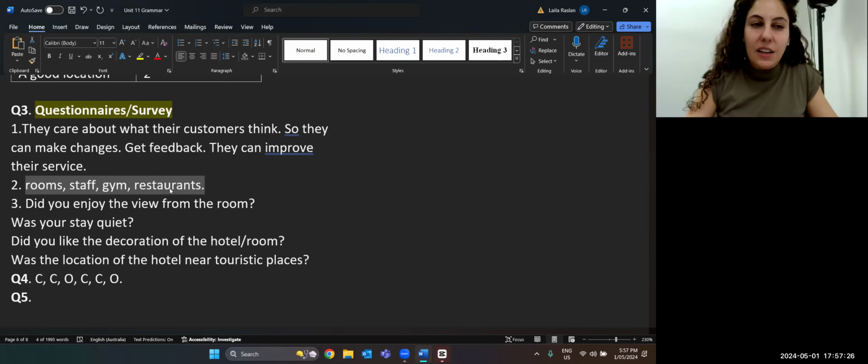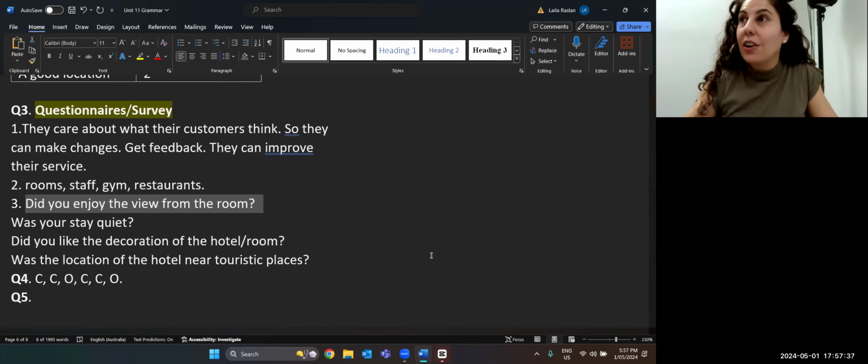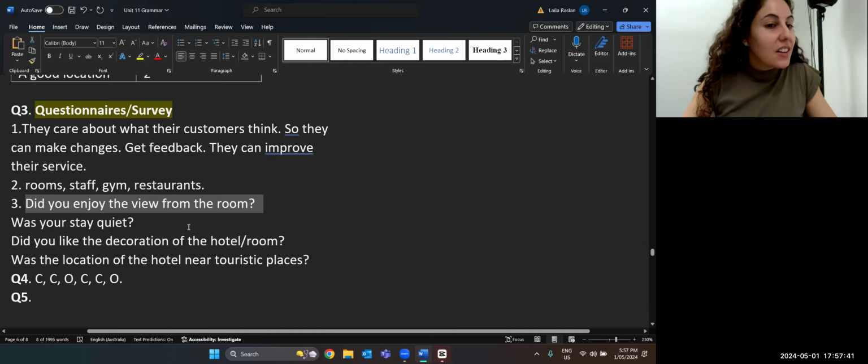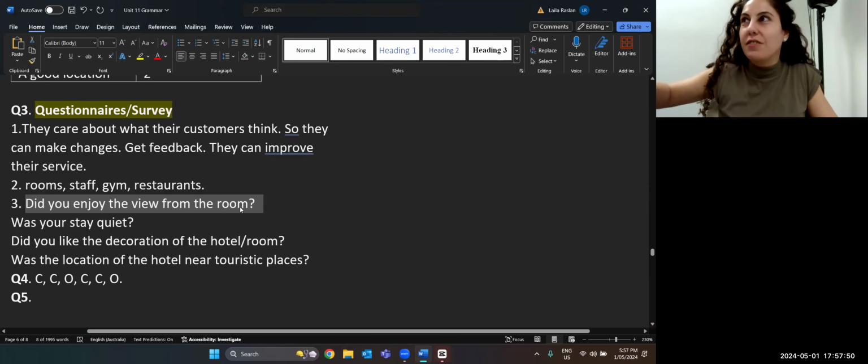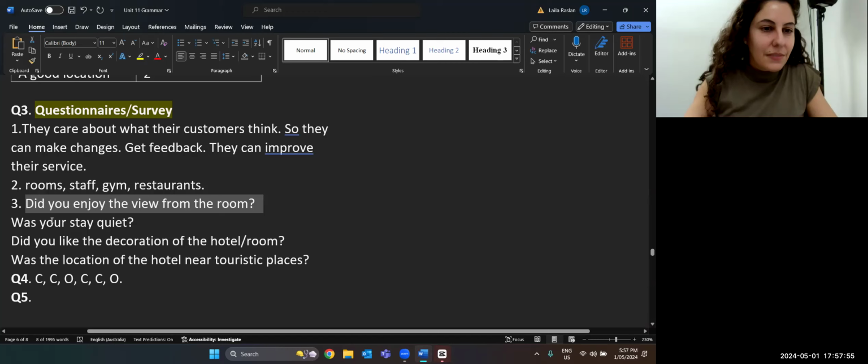Would you ask any questions? Maybe another question could be, did you enjoy the view from your room? Or did you choose to have a city view or a park view? Sometimes there are always those two options. So that's another good question we can add to the questionnaire. Did you enjoy the view from your room? Sometimes some hotel rooms only have the view of another building. There's no view. Was your stay quiet?